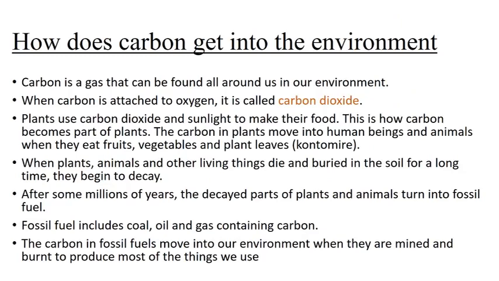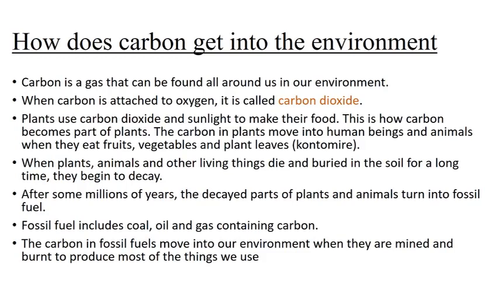So I have explained these points already as to how carbon gets into the environment. Let me read through this quickly, but I don't expect you to write it. Just keep them. So carbon is a gas that can be found all around us in our environment. When carbon is attached to oxygen, it is called carbon dioxide. I have mentioned that plants use carbon dioxide and sunlight to make their food. This is how carbon becomes part of plants.